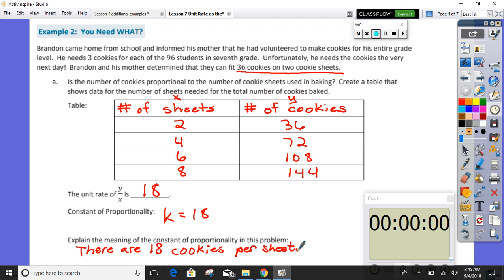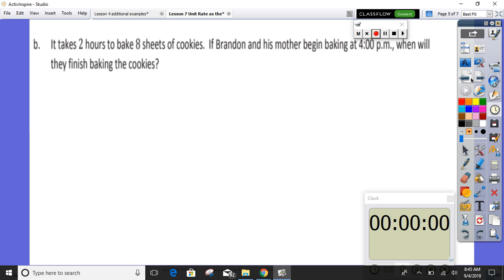Let me see if I have that on a separate page. Wow, this is slow today. Usually I hit that button and it's just there.